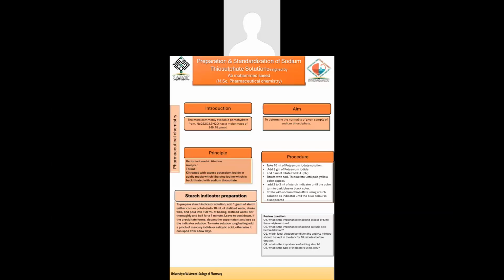What's the importance of adding starch? Starch reacts with the iodide ion, leading to shifting the reaction from the triiodide to the iodide ion and iodine, which then reacts with the sodium thiosulfate, leading to a precise endpoint. What's the type of indicator? The starch is the main type of indicator used, but the color of the iodine liberated from the reaction may also be considered as a type of indicator.